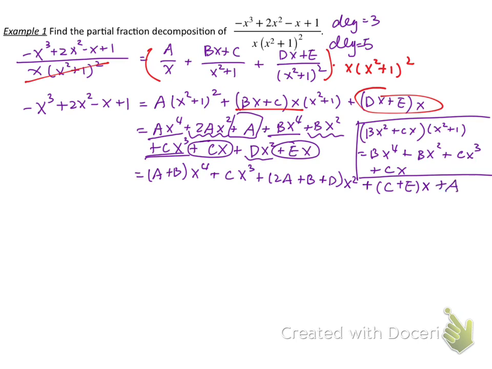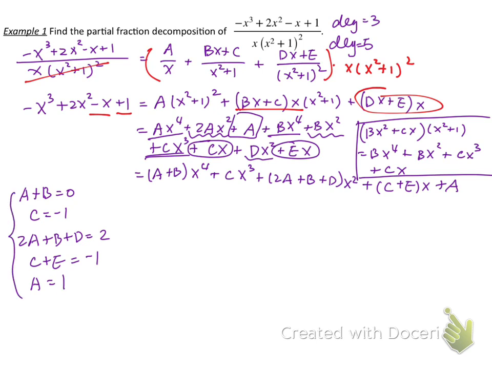Comparing the coefficient of x to the 4th power, I don't have it. So let me do the grouping later. A plus b equals 0. And this x cubed, c equals negative 1. X squared, 2a plus b plus d equals the coefficient of x squared, which is 2. And then c plus e is the coefficient of x, which is negative 1. And finally, a is the constant equal to positive 1. Sorry, I meant positive 1.